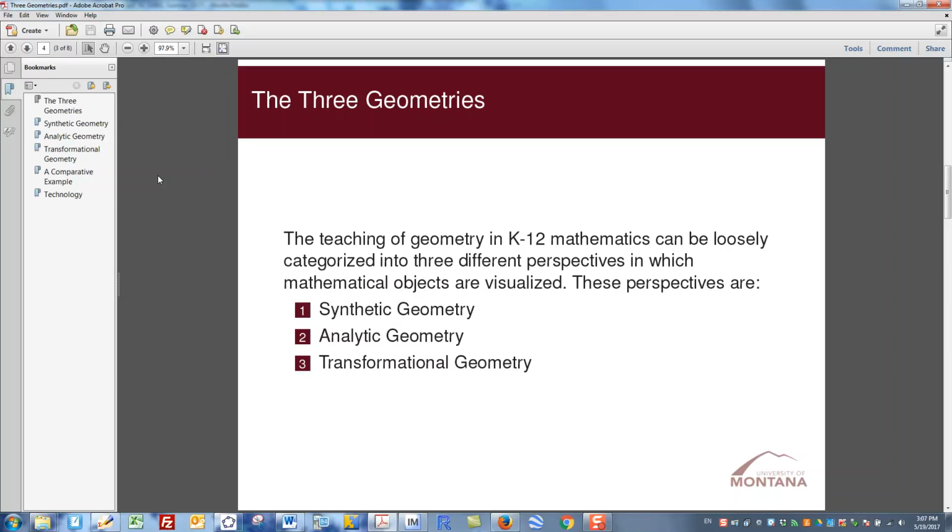So the teaching of geometry in K-12 mathematics can be loosely categorized into three different perspectives in which mathematical objects are visualized or studied. And these perspectives are synthetic geometry, analytic geometry, and transformational geometry. It's important that you make a distinction between the three, because 3 of the 5 weeks of the course will be dedicated to each one of these perspectives and doing a little bit of content work in each of these perspectives.